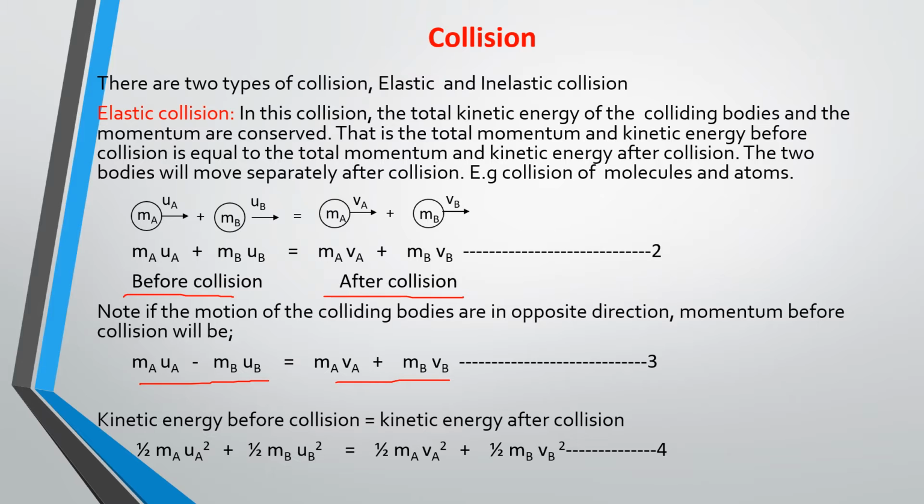Then for their total kinetic energy, we said that for elastic collision, the total kinetic energy remains the same. So the total kinetic energy before collision is equal to the total kinetic energy after collision. That is, the sum of the kinetic energy of A and B is equal to the sum of their kinetic energy after collision. Please take note of these equations, because if you are able to apply them, there is no problem on momentum that you will not be able to solve.